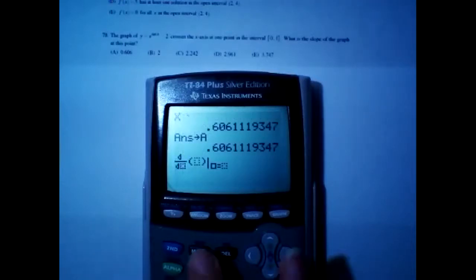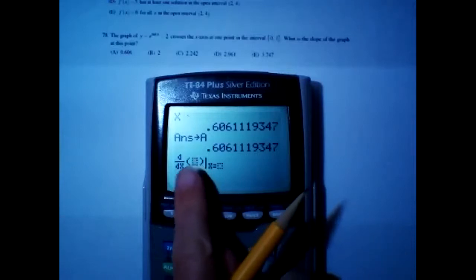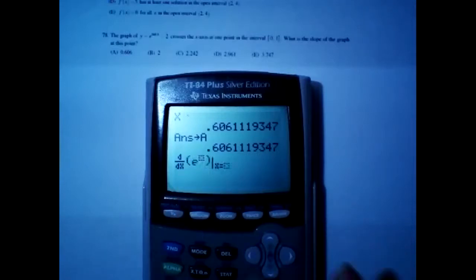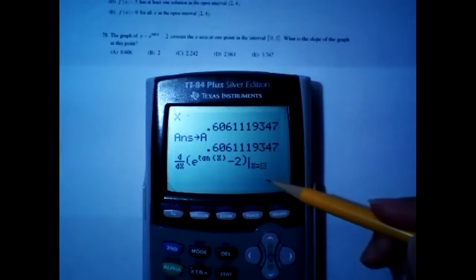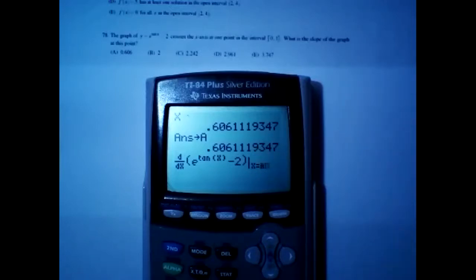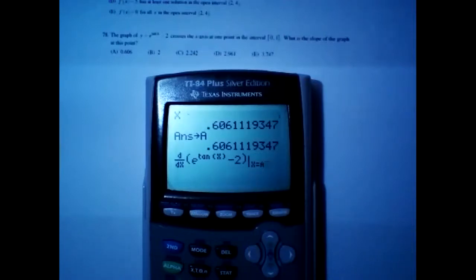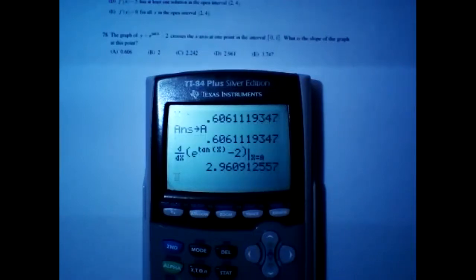All right, so we're going to go to math 8, d dx. The function is going to go in there. So it's e to the power tangent of x minus 2. And then we want to copy and paste this value into there. So alpha A. So derivative of that function at the point that we found, and that will give us our answer. So 2.961, they always round up. They don't truncate for the multiple choice. 2.961, so that one is D. So I didn't do any work for that problem. It all happened in the calculator.